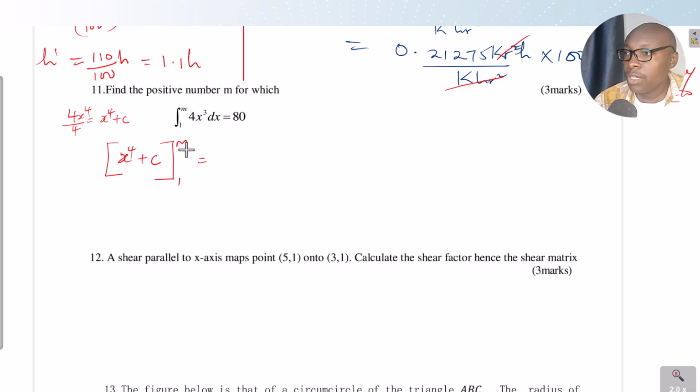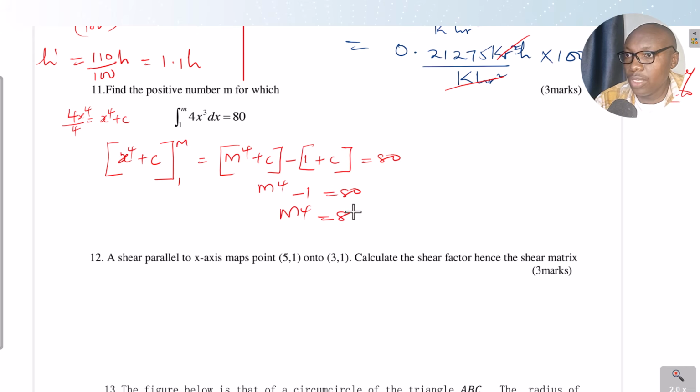So you begin by substituting m in this expression. Substitute m in place of x. So this will be m raised to power 4 plus c, and then now substitute 1, you get 1 plus c. And this one should give 80. So when you subtract these, you get m to power 4 minus 1 is equal to 80. And this one, m raised to power 4, will be 81.